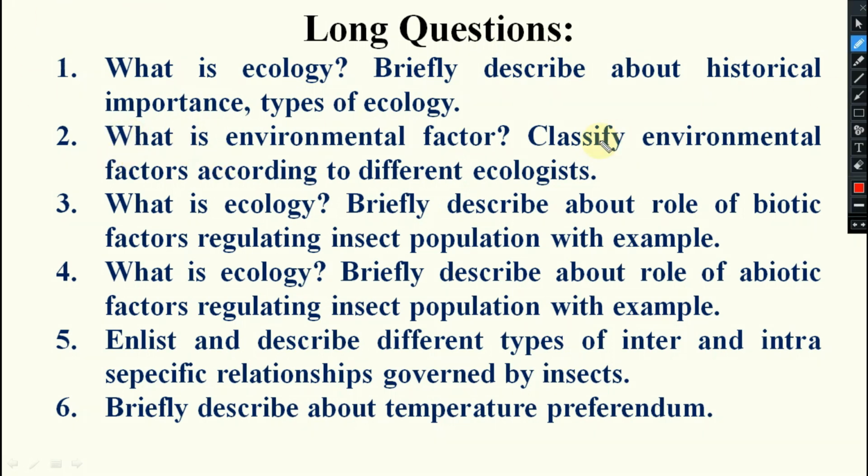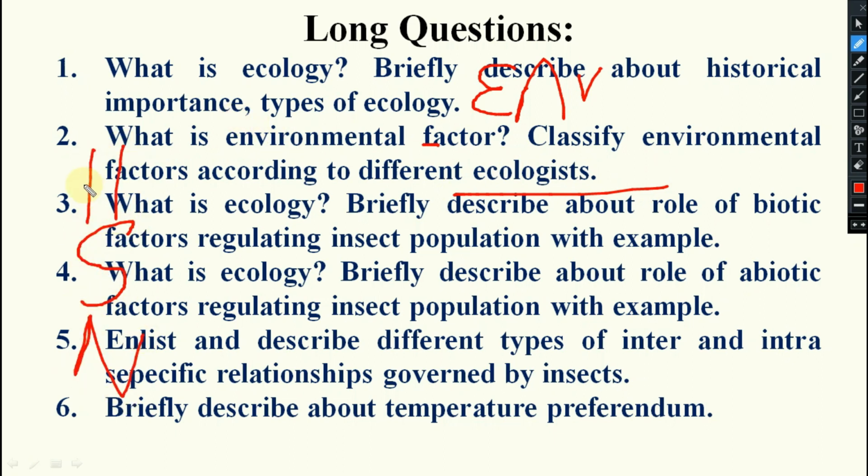Second one you see: what is an environmental factor? First you need to define it, then classify the environmental factors according to different ecologists. That means what Smith has given, what Nicholson has given, what Howard and Fiske have given, and accordingly how they are classified: density dependent, independent, then reactive, non-reactive, then catastrophic, facultative. Those things you need to explain in this particular long question.